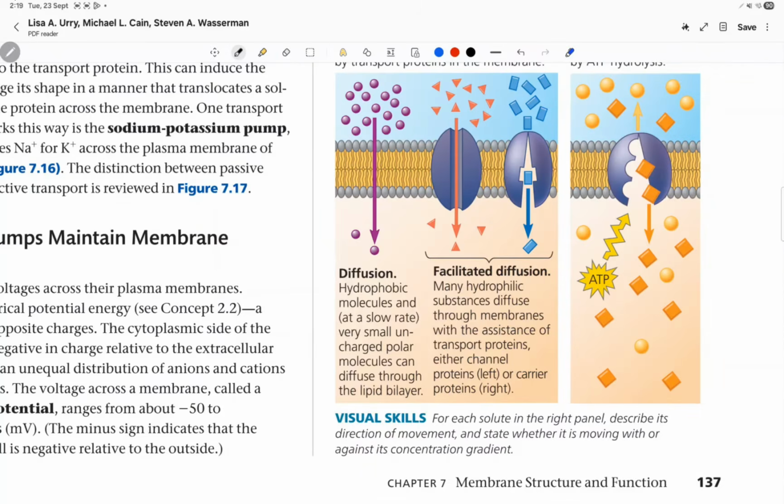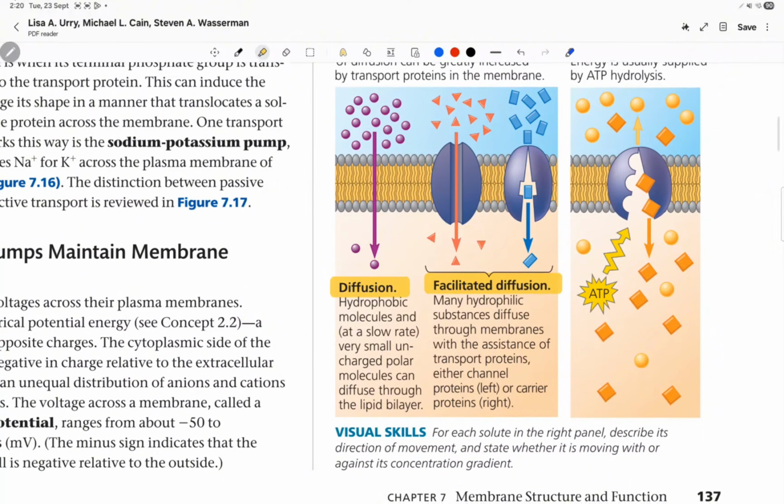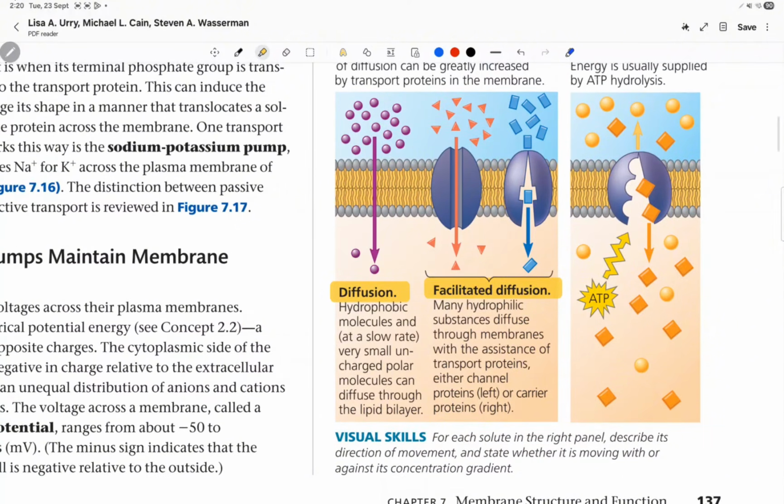So here's the picture that summarizes all of them. Diffusion means no help of any transport proteins, high to low. If it's facilitated, high to low with the help of transport proteins. But if it's low to high, that's going to be active transport, which relies on ATP hydrolysis to move things from low concentration to high concentration.